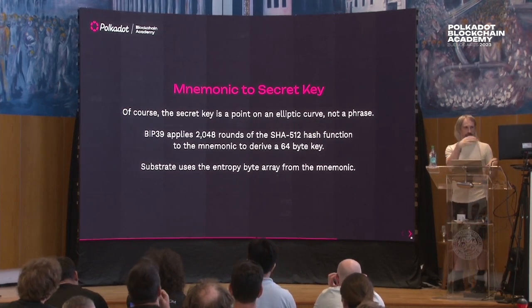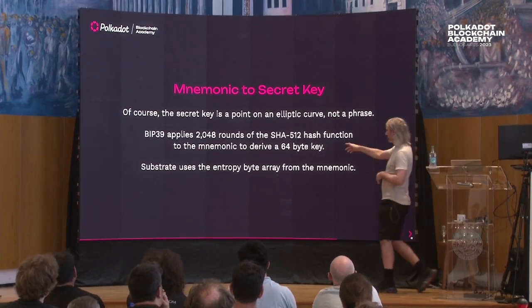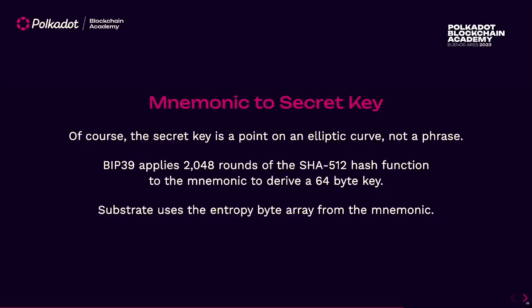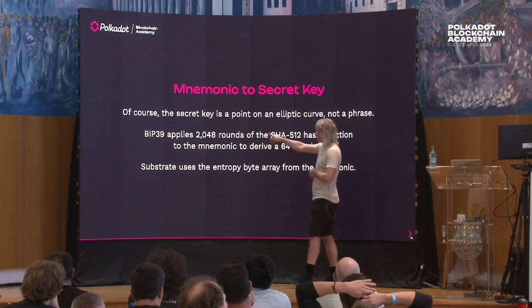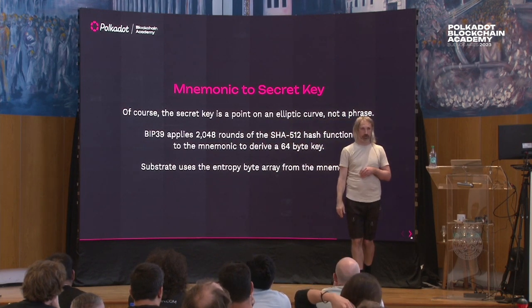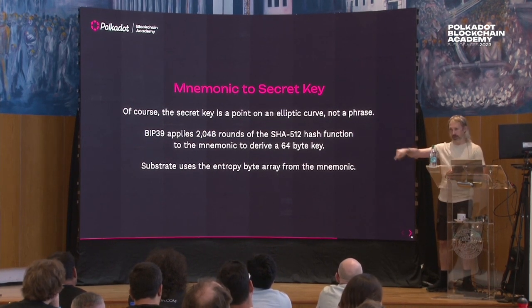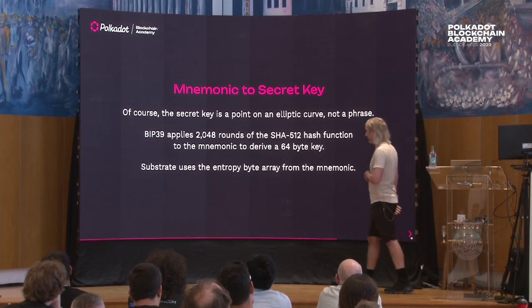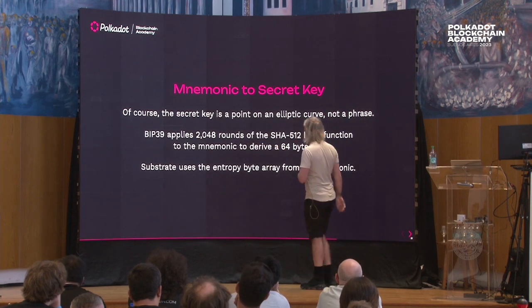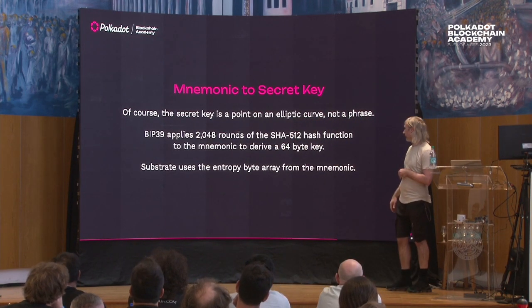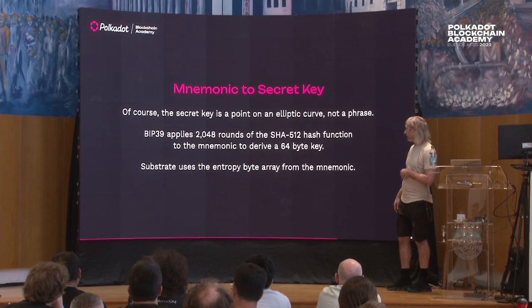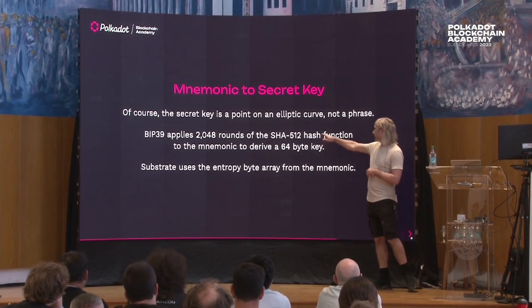BIP39 also tells you how to turn a phrase into a key, a 64-byte key in this case. You basically put it through the SHA-512 function a bunch of times. You throw it into a hash function, throw the result back in, and keep spinning on that a couple thousand times, and you end up with the final key.